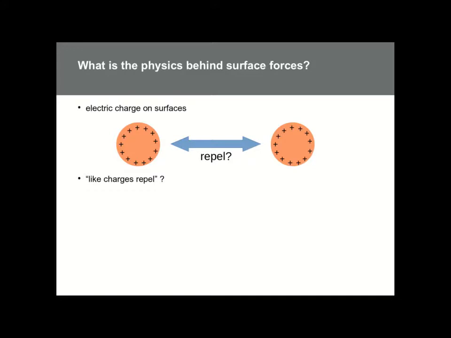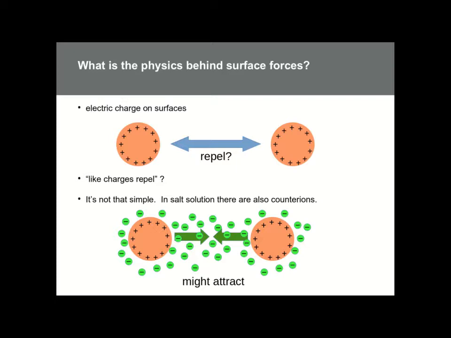So what's the physics behind these surfaces? In many cases, the surface has a charge. So you can think of the question of two like charges. Do they repel? We have this idea of like repels like. But when you put these particles into a solution of water with salt, that salt solution also contains counter ions, which complicates the picture. We might end up with these particles attracting rather than repelling. So attractive or repulsive forces, what's actually going on?